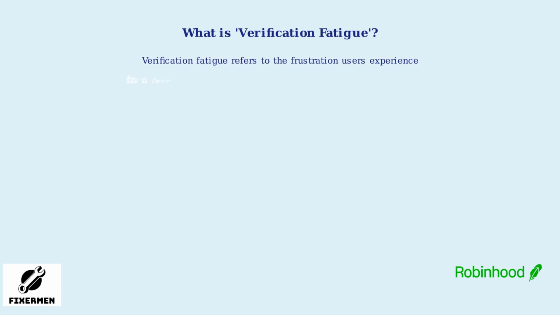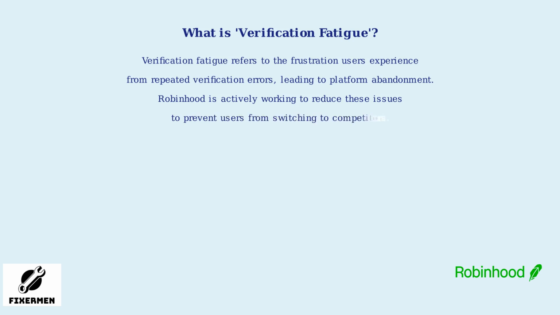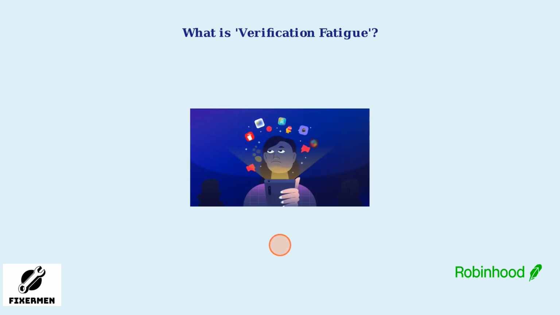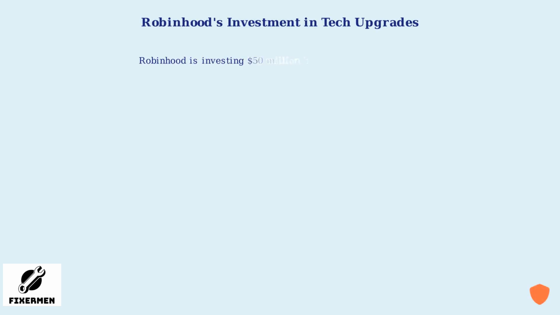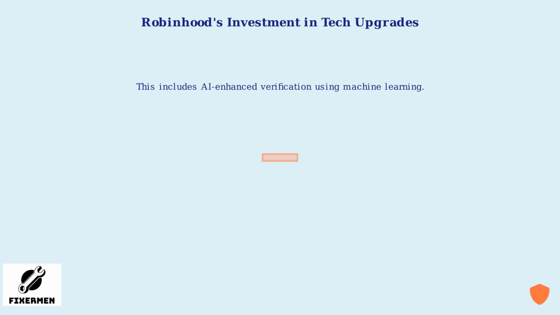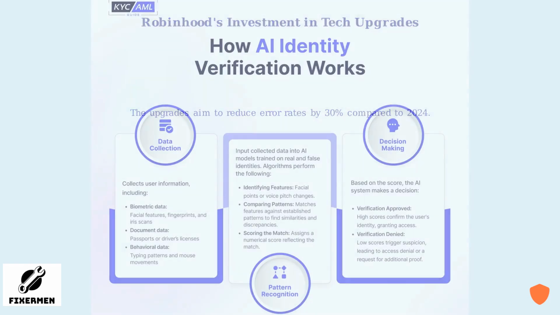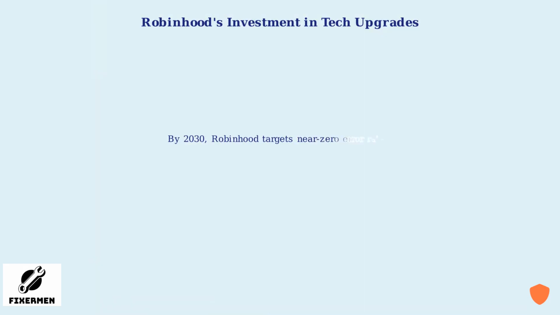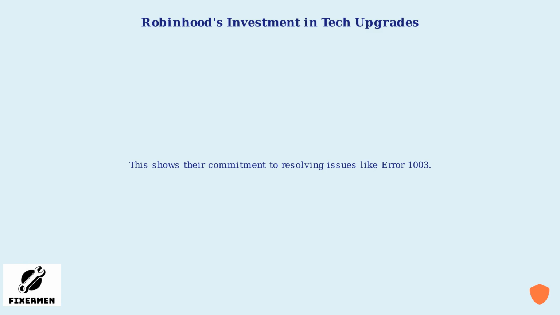Verification fatigue refers to the frustration users experience from repeated verification errors, leading to platform abandonment. Robinhood is actively working to reduce these issues to prevent users from switching to competitors. Robinhood is investing $50 million in 2026 for significant tech upgrades. This includes AI-enhanced verification systems using machine learning to improve accuracy and reduce errors. The upgrades are expected to cut error rates by 30% compared to 2024 levels. By 2030, Robinhood aims for near-zero error rates, demonstrating their strong commitment to resolving issues like Error 1003 and enhancing user experience.